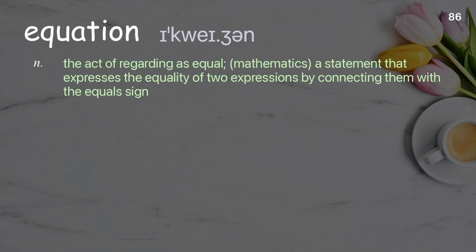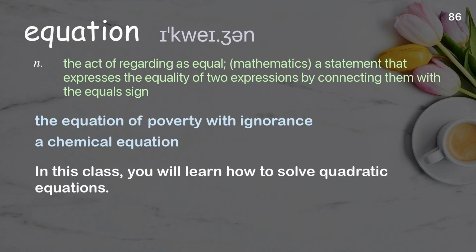Equation. The act of regarding as equal. Mathematics: a statement that expresses the equality of two expressions by connecting them with the equal sign. Examples: The equation of poverty with ignorance. A chemical equation. In this class, you will learn how to solve quadratic equations.